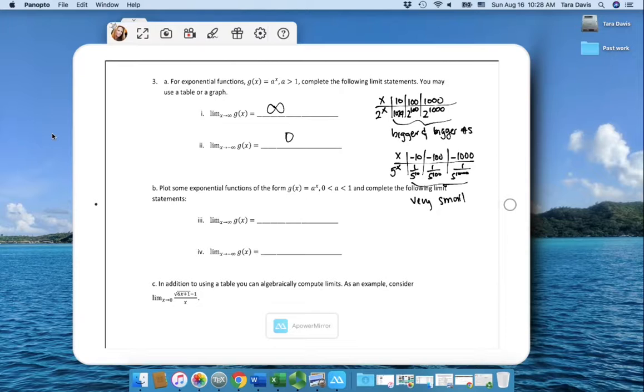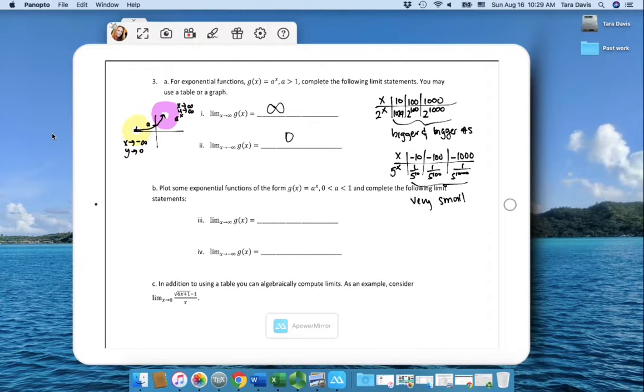We could check this graphically just to ensure. We know that a is bigger than 1, and the graph of the exponential function a to the x looks like this. So it kind of makes sense that as x goes to infinity, y goes to infinity, right? But on the other hand, here, as x goes to negative infinity, y goes to 0. So both the table and the graph support us, okay?